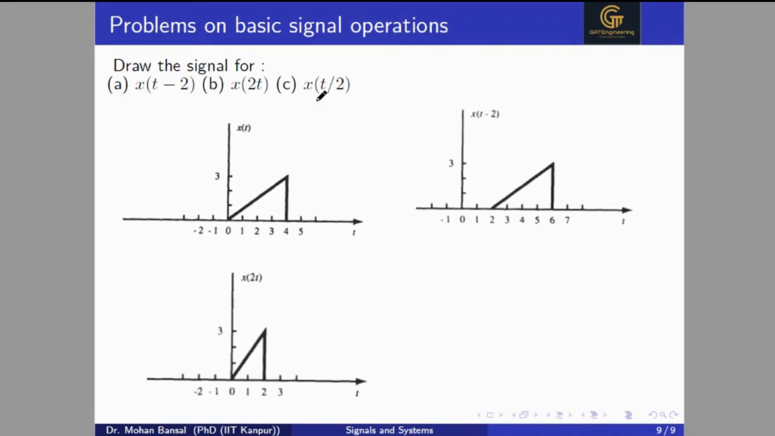Now we talk about x(t/2). This x(t/2) signal will expand by a factor of 2. The signal will go like this. The amplitude will be the same, and it will end at 8. Here you can see the maximum amplitude is 3 and it ends at 8. So this is the time scaling by a factor of 2 in the expansion.